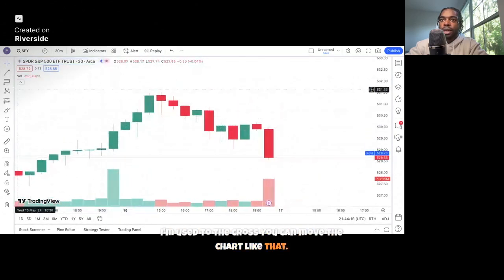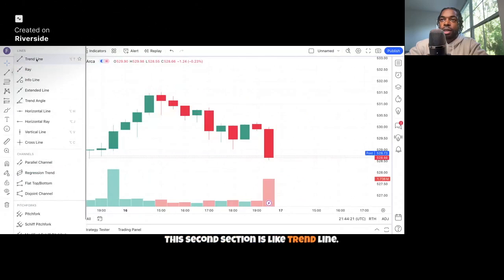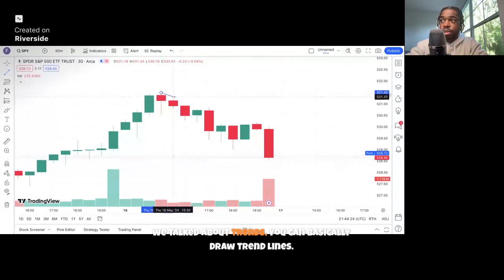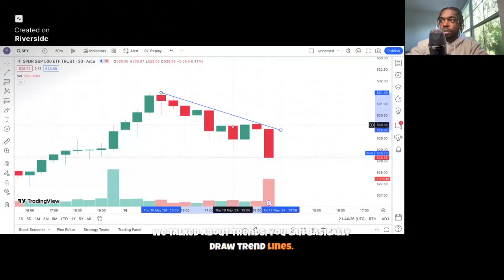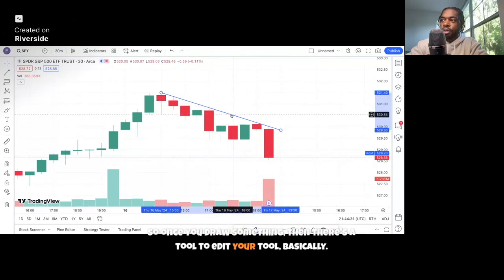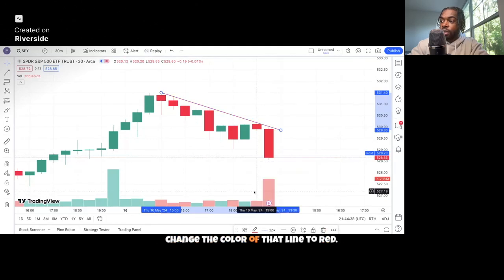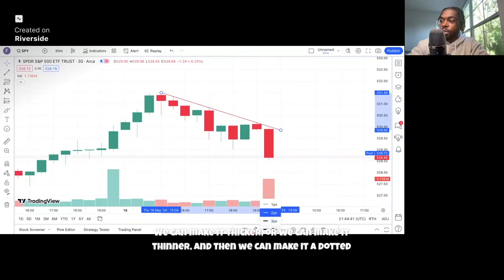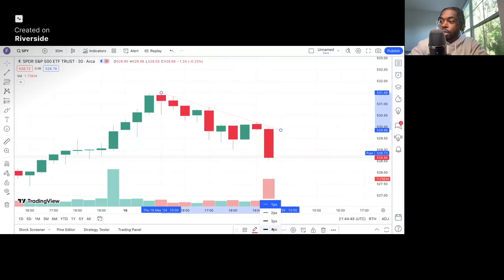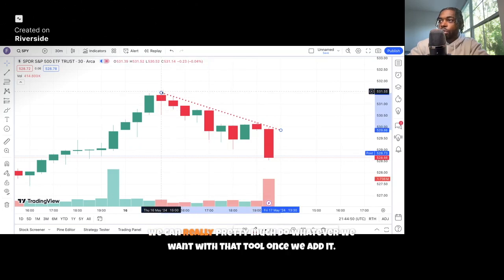You can move the chart like that. This second section is like trend lines. So we talked about trends. You can basically draw trend lines. So once you draw something, then there's a tool to edit your tool. Basically, there's this section down here at the bottom where my mouse is, and we can change the color of that line to red. We can make it thicker, or we can make it thinner, and then we can make it a dotted line. We can really pretty much do whatever we want with that tool once we add it.